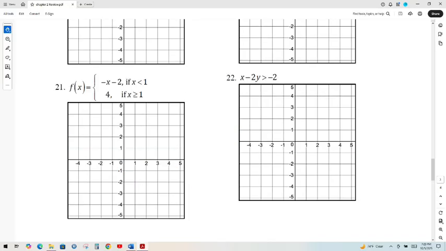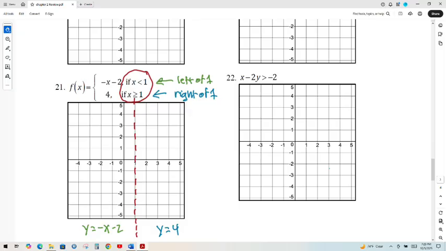Okay, this piecewise function number 21, remember the first thing you want to do is look at your key. Whatever number is there, if there's more than 1, we draw a vertical line everywhere we see a number. But we only see x equaling 1, so we're only going to draw 1 vertical line. Now, the top one says this only works to the left of 1. Okay, so we said y equaled negative x minus 2. And then the one at the bottom is to the right of 1, and that's always y equals 4. So we did that.